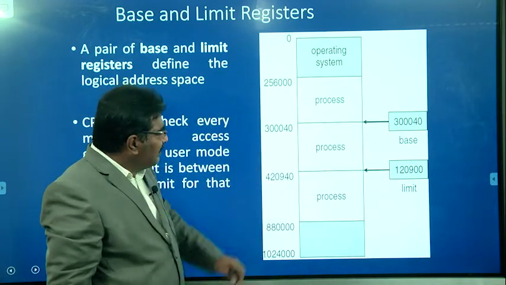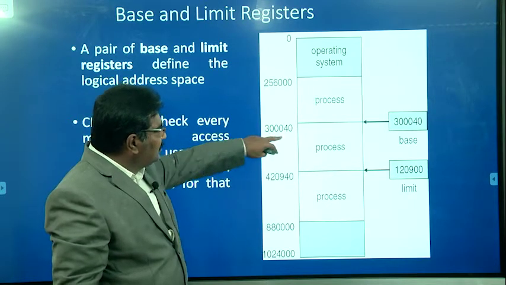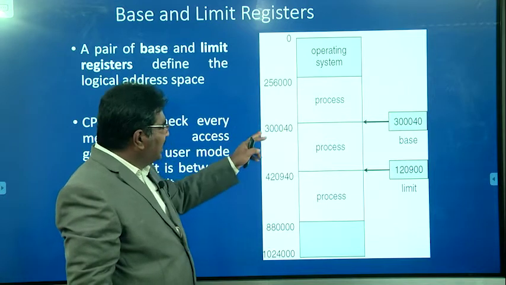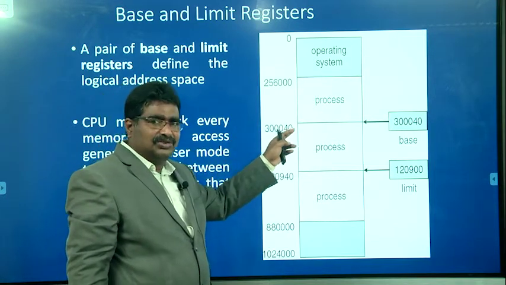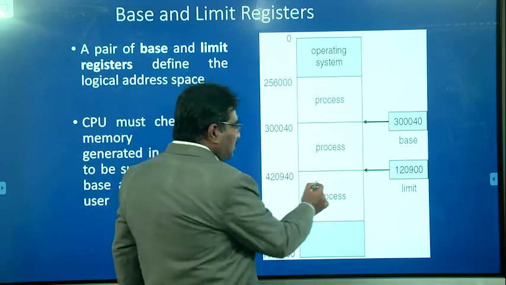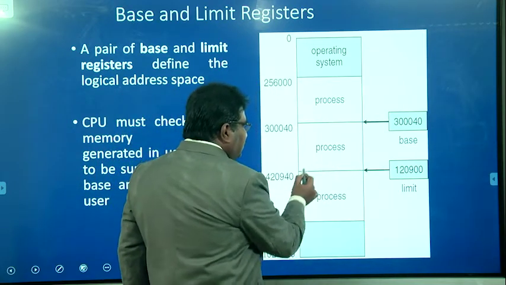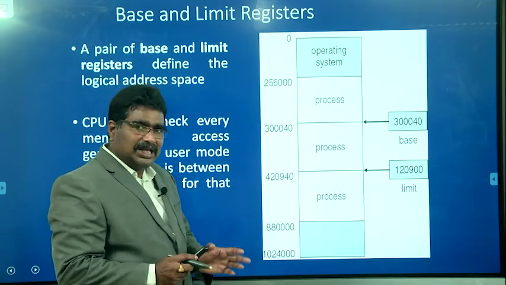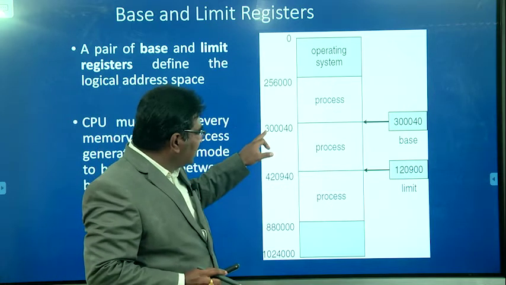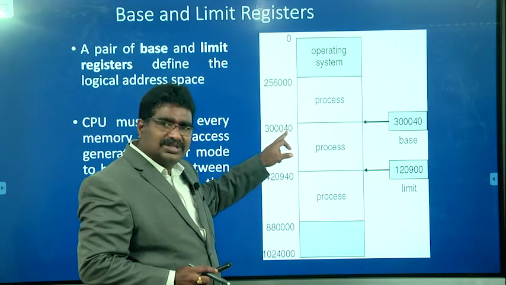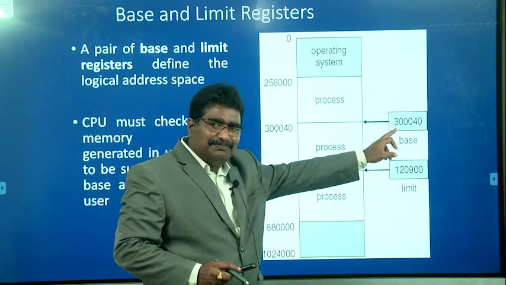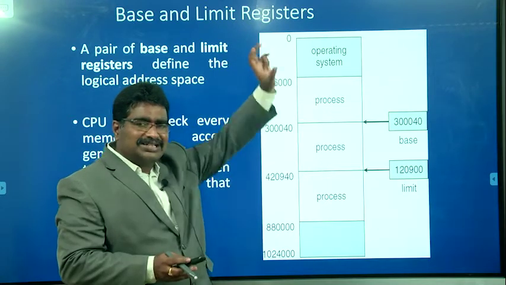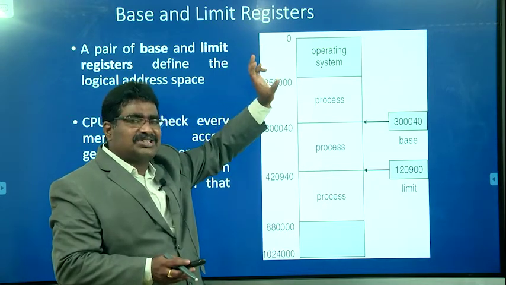So what is the base, what is the starting address of the user process? 30040, that is the starting address of the user process. And the memory is allocated up to 420940, that is the memory allocated for the one process. Based on the memory allocation, 30040 is the starting address, that is considered as the base register value. The base register holds the address of the starting instruction of the particular process.